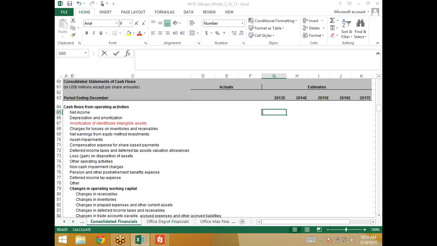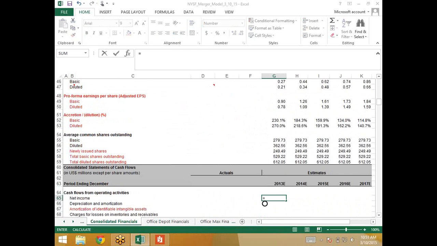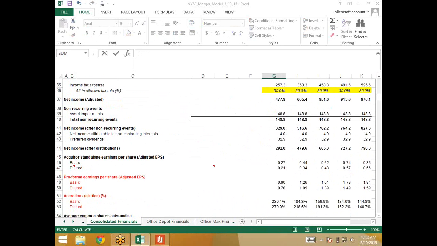So let's take the same net income. Net income from above, right? Not acquirer plus target, because we want the net income that we've created, that flows. Net income after non-occurring events, before distributions.